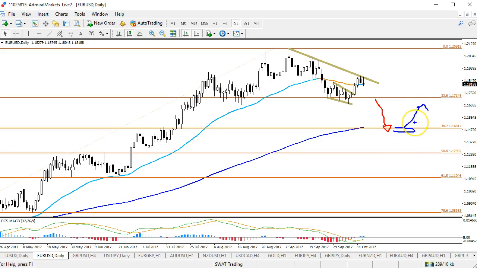Those are the main scenarios for the euro dollar. 118 very important, 117 very important, 115 very important, and of course 120 and 121 as well. And those will be basically the key levels for bounce and break.